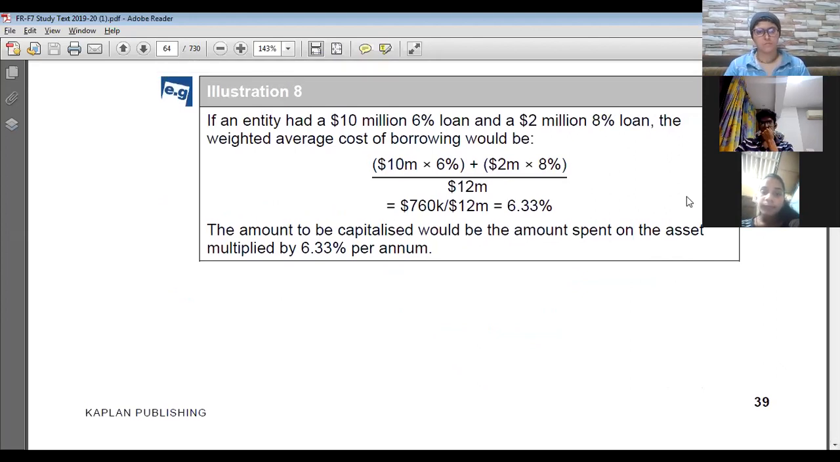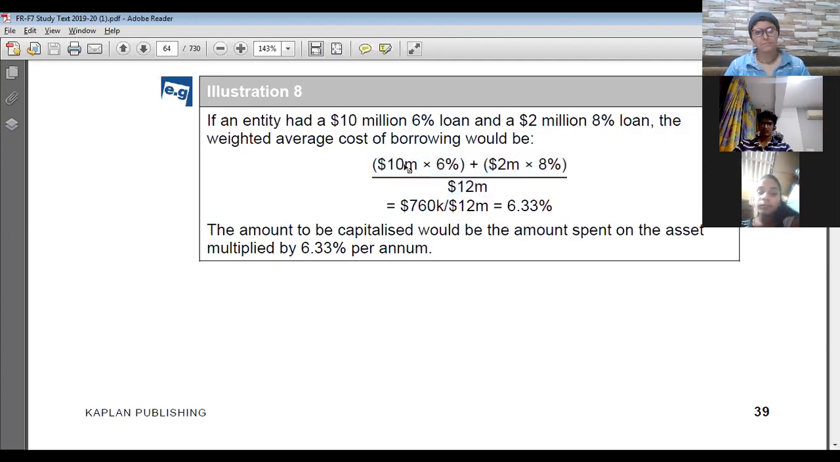Okay, here. So say entity had a 10 million 6% loan and 2 million 8% loan. Both loans are being utilized for construction of a qualifying asset. Now at what rate we will capitalize it? So first of all, we need to find out weighted average borrowing rate. And to find out weighted average borrowing rate, this is the formula.